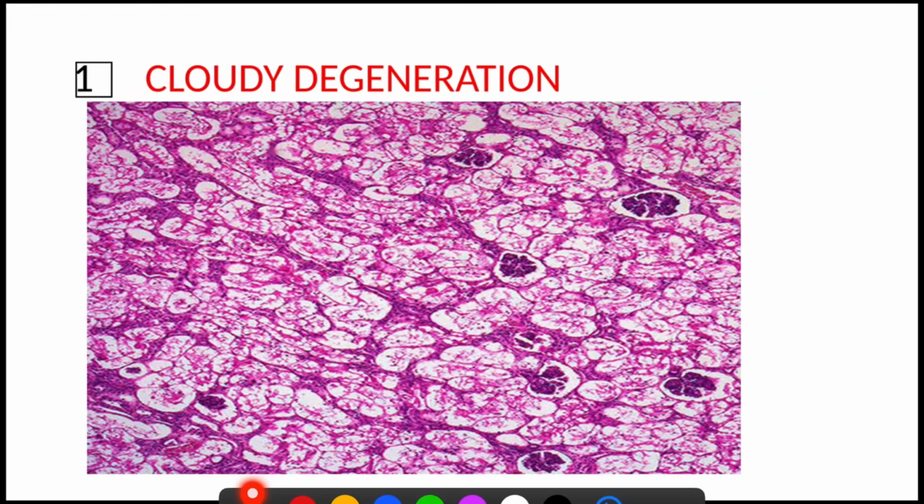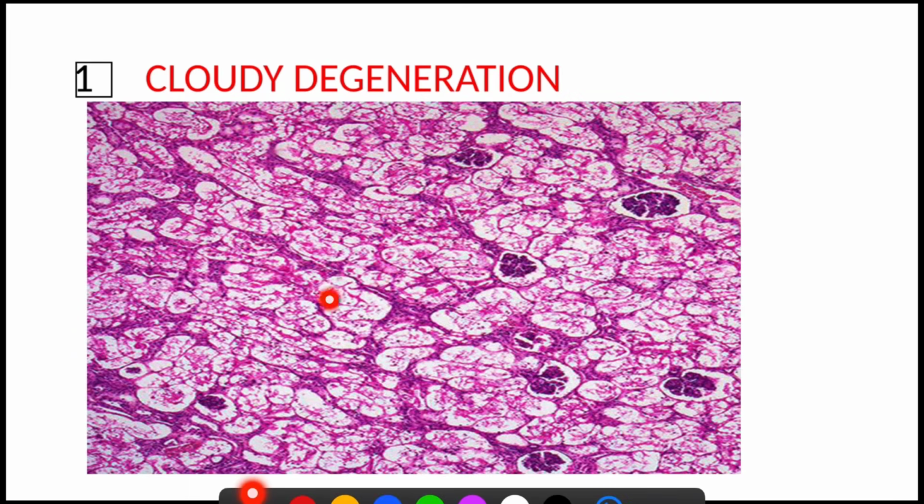So now let's begin with the important slides. First is cloudy degeneration. Under the low power or 4x scanner view, you can identify that this organ is showing glomeruli and tubules. So the organ is kidney and the stain is H and E. H is hematoxylin, E is eosin. Eosin stains cytoplasm and hematoxylin stains the nucleus. So eosin or pink color is for cytoplasm and blue is for nucleus. Here these are the glomeruli and these are the tubules.